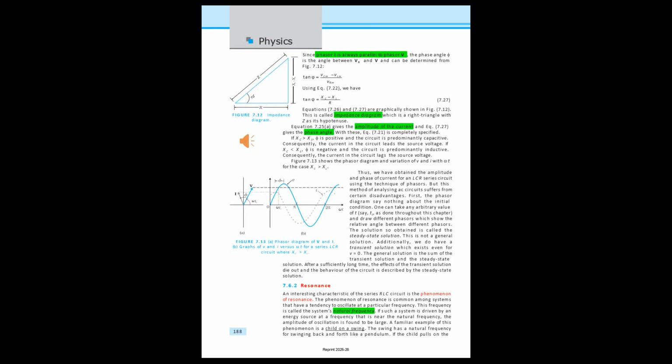A familiar example of this phenomenon is a child on a swing. The swing has a natural frequency for swinging back and forth like a pendulum. If the child pulls on the rope at regular intervals and the frequency of the pulls is almost the same as the frequency of swinging, the amplitude of the swinging will be large.